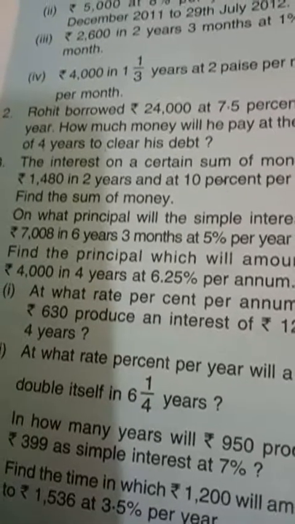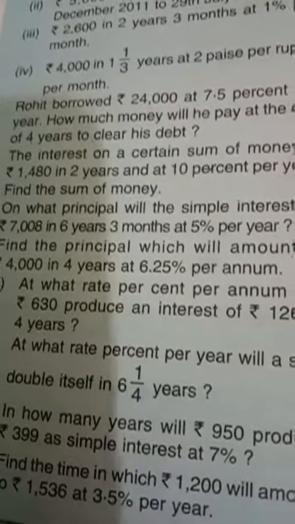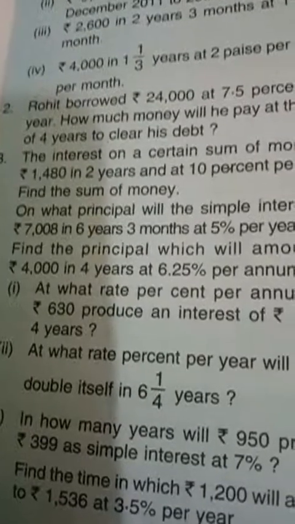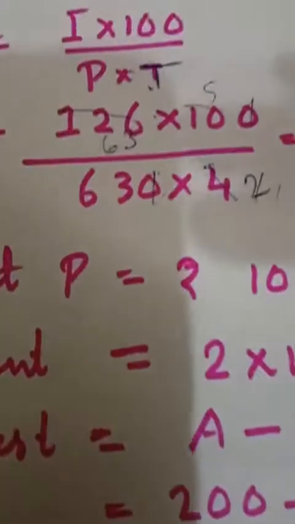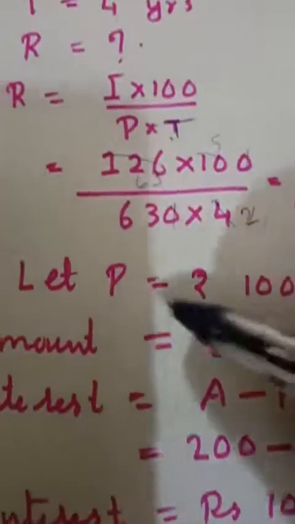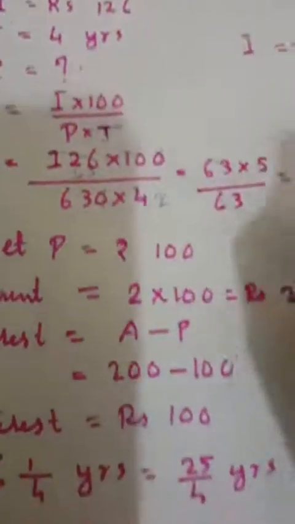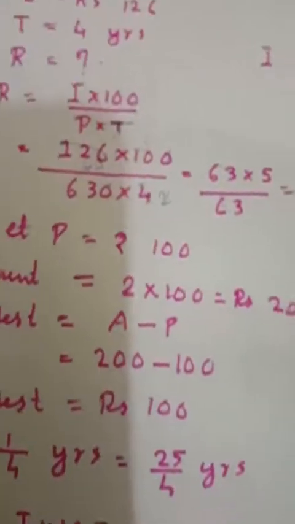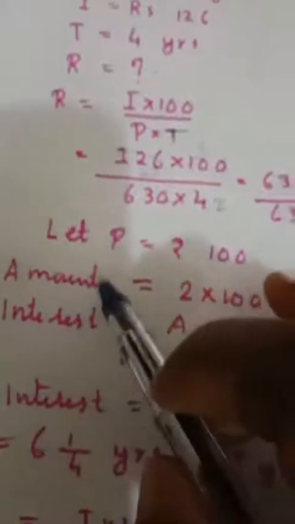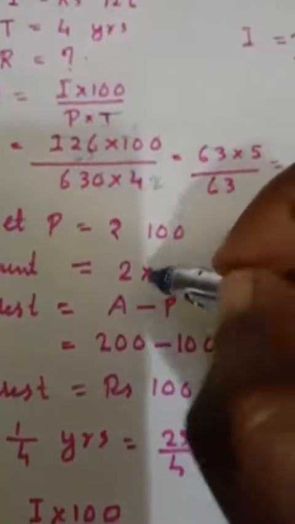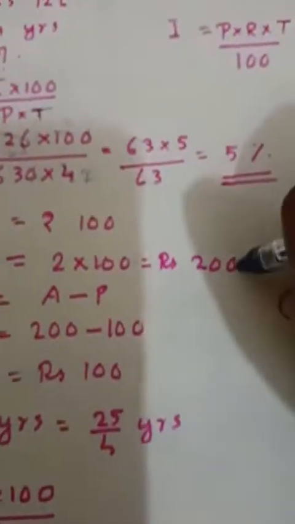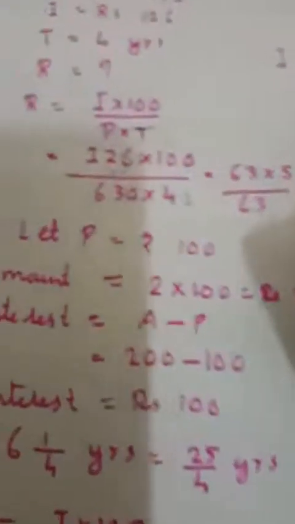Suppose if the principal is 100, then at what rate percentage it will become 200 rupees, double. So we don't know what is the principal. Let P is equal to 100 because we don't know the principal here. One thing we know, amount is equal to double of principal, that is 2 into 100 equal to 200.